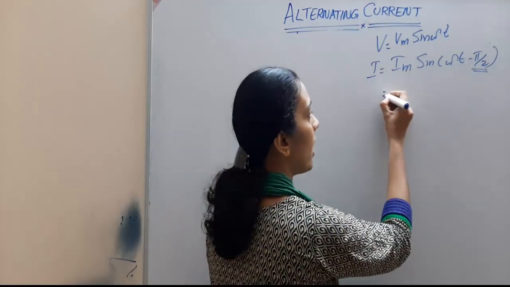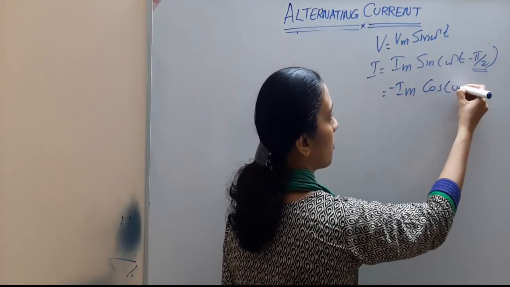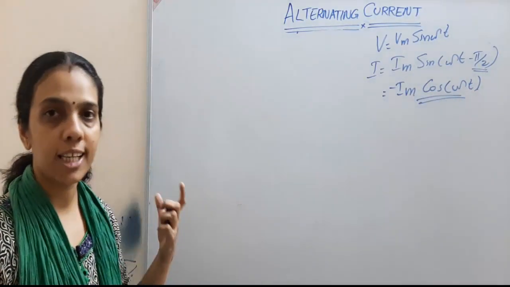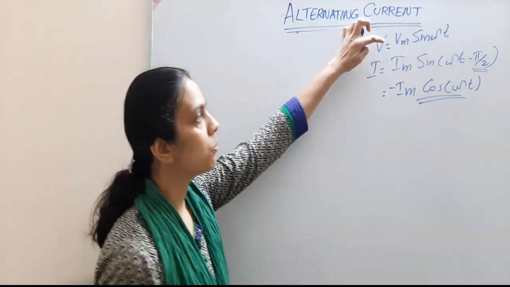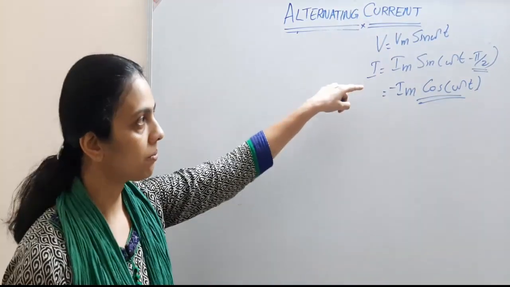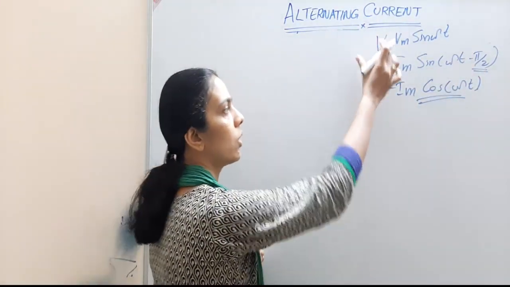So what was the actual value we got? Minus Im cos omega t. This was the value which we got as per derivation, and just to find out whether it is in phase or out of phase, we converted it into a sine term, right? So this is what we got over there.